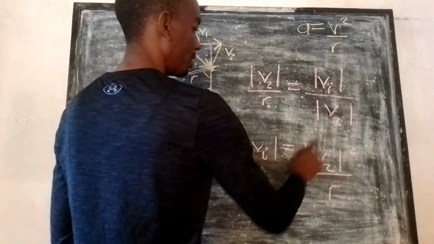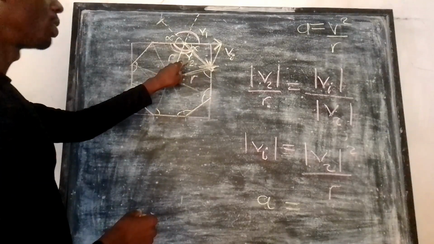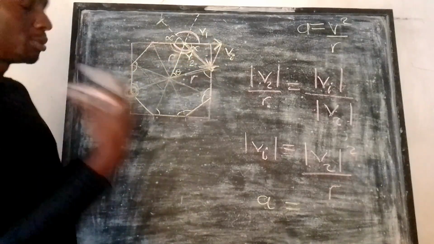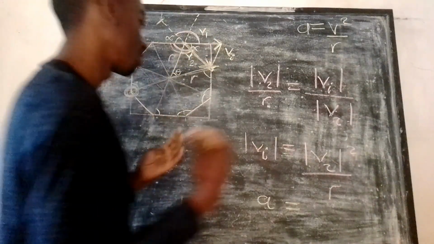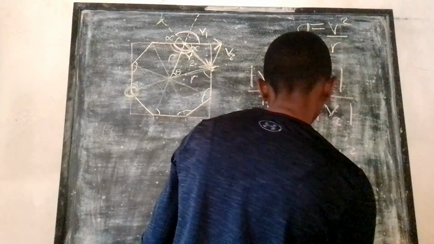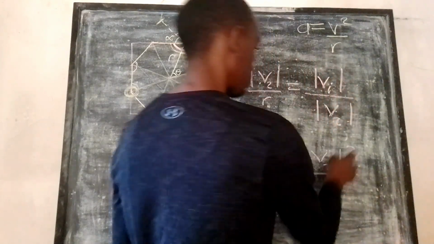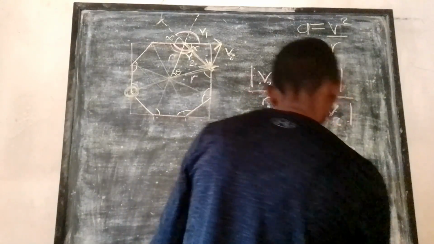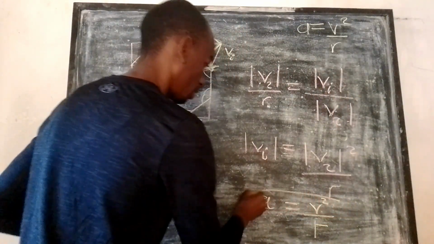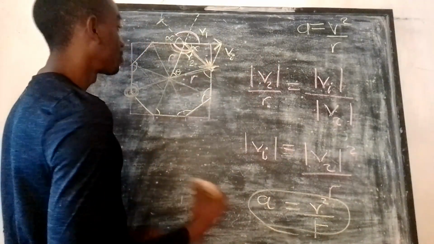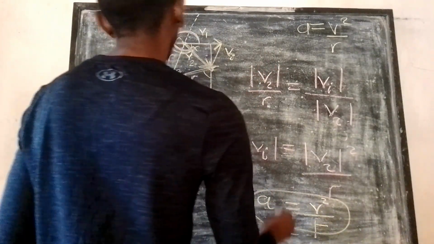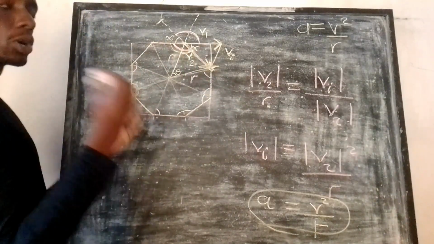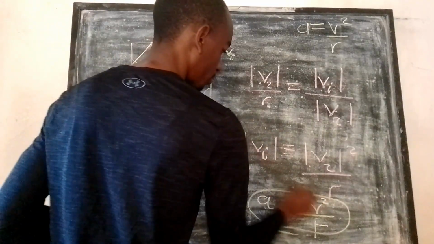But remember that this is the magnitude of the velocity v2, which is equal to the magnitude of the velocity v1, which we can simply label as v. The magnitude being the speed, we can label it as v. So we've got A is equal to v squared over r. So that is how we derive our equation for the acceleration of an object that is moving throughout a circular path with a constant speed of v.